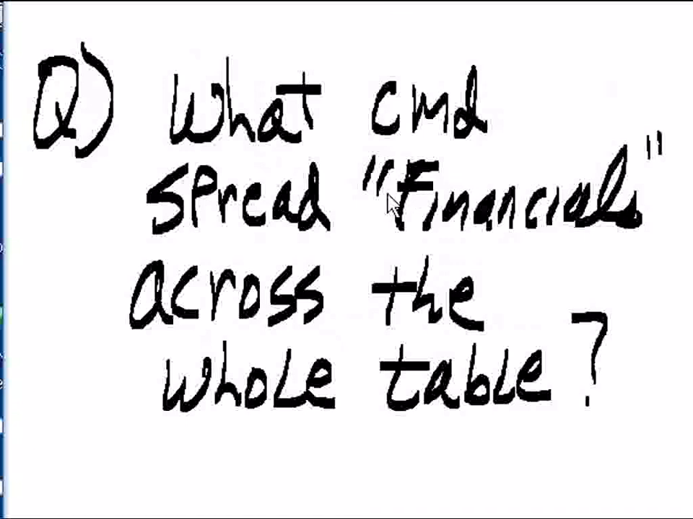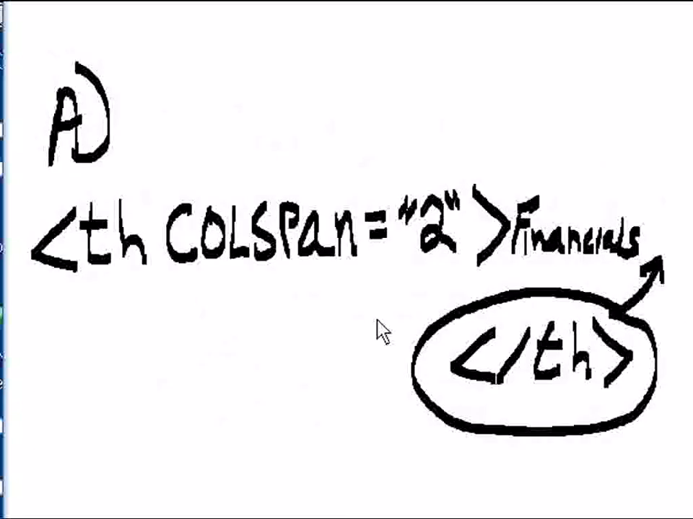What command spreads the word financials across the whole table? Table header, colspan equals 2. And then financials, and then /th.